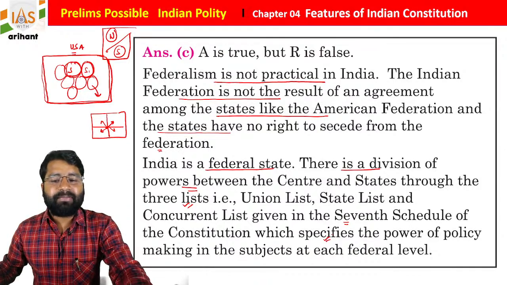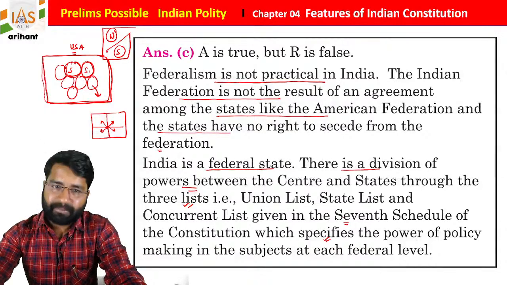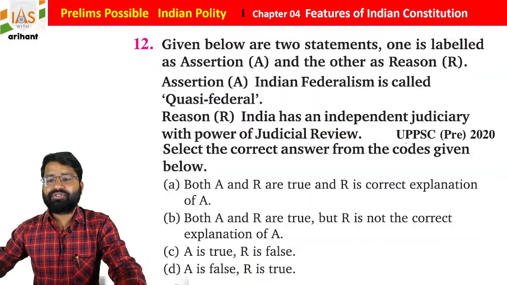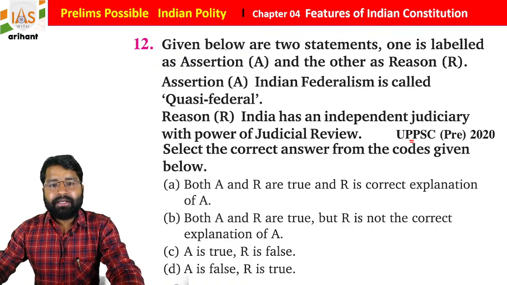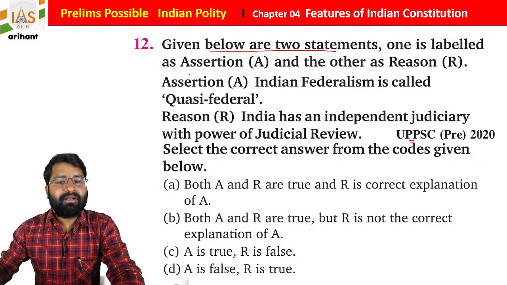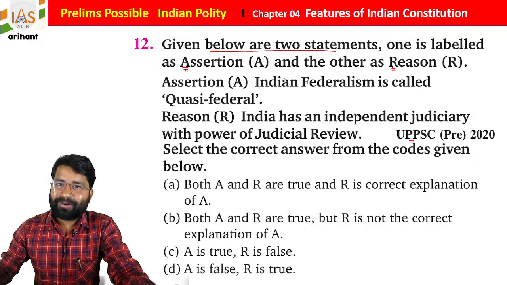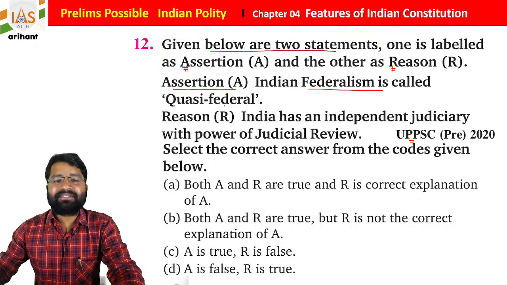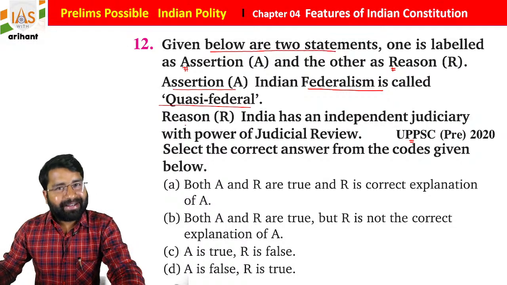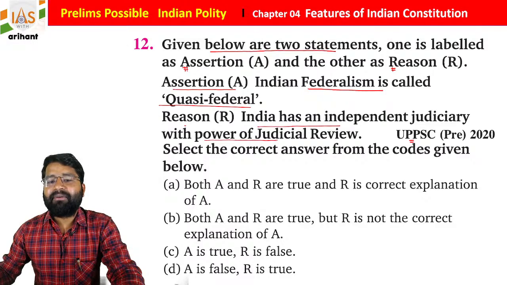Okay, so they specify the power of policy making in the subject of each federal level. Students, now once again this question belongs to UPPSC pre-2020, a very recent question paper. Given below are two statements, one labeled as assertion and the other as reason. Assertion says that Indian federalism is called quasi-federal, and reason says that India has an independent judiciary with the power of judicial review.